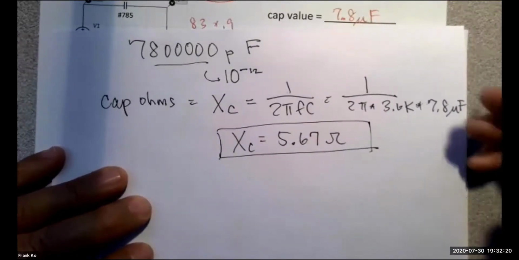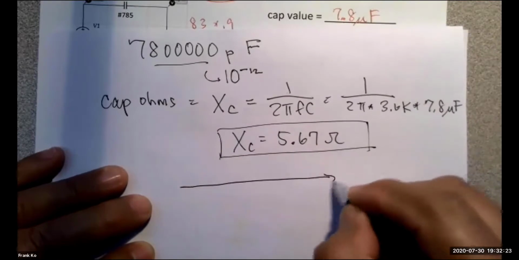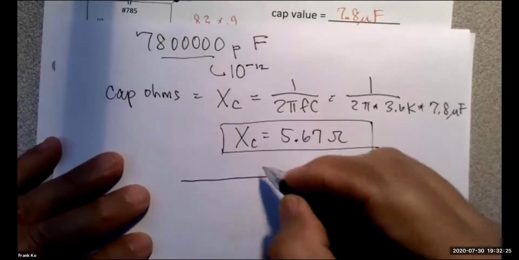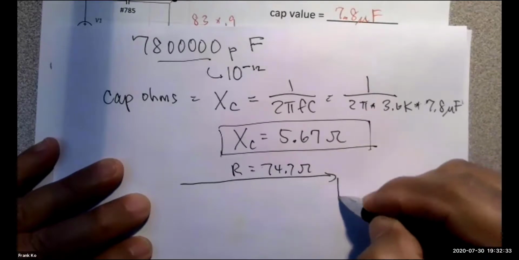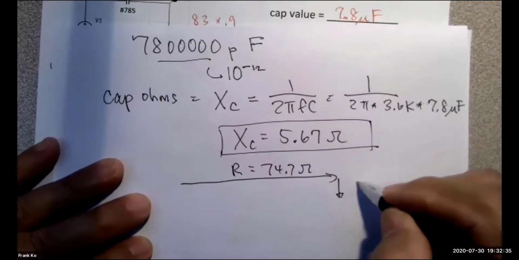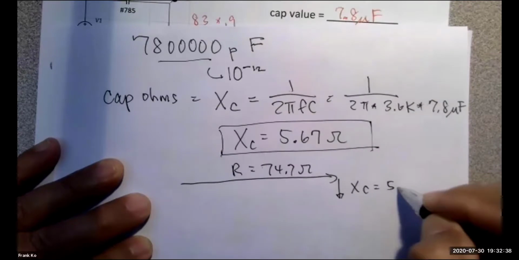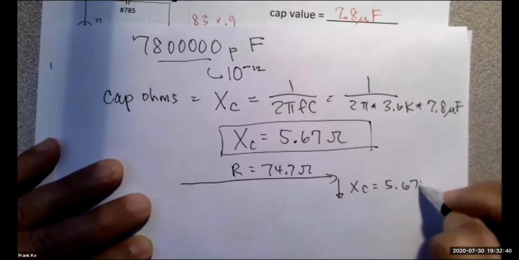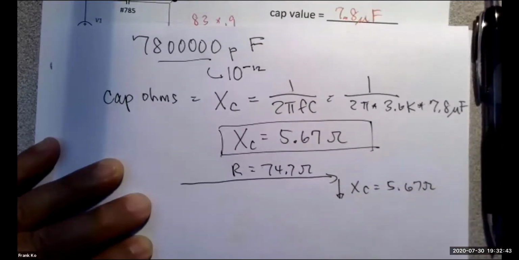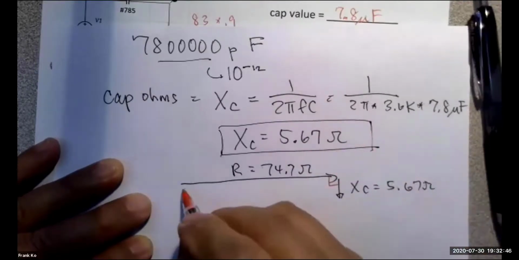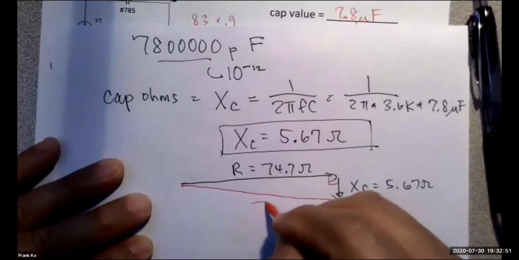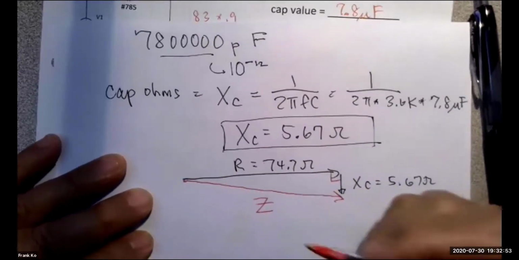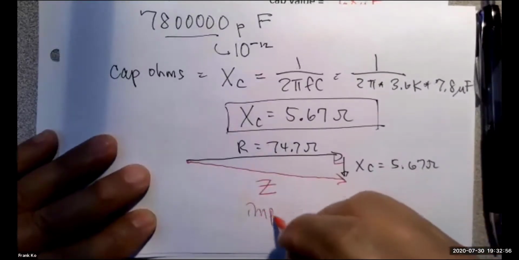So guess what? You have a phasor going in this direction, the R phasor. R is equal to, what do we calculate? 74.7 ohms. Then coming down in this direction is a little tiny phasor of X sub C, and X sub C equal to 5.67 ohms. And these guys are 90 degrees apart. So your job is to calculate total ohms. So total ohms, we will call this Z. What is Z? Z is impedance.